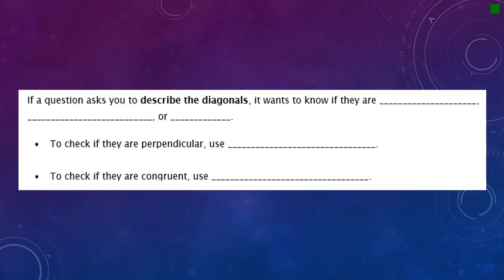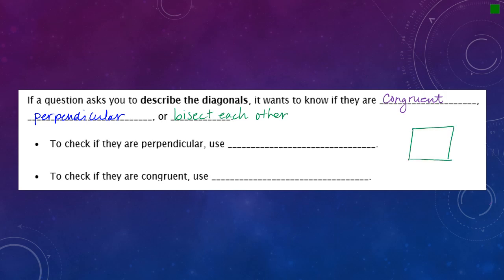If a question asks you to describe the diagonals, there are 3 possibilities that it's asking you. It wants to know, number 1, are they congruent? Number 2, it could be wanting to know if they are perpendicular. And lastly, it might be asking if they bisect each other. If they bisect each other, so if I have a square, for example, I know that the diagonals bisect each other in a square.